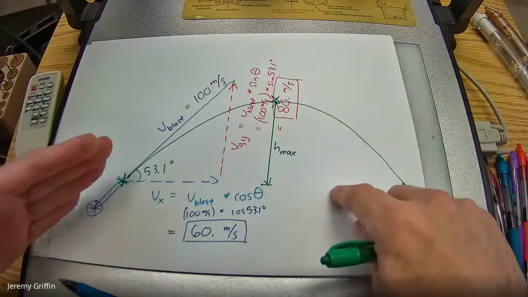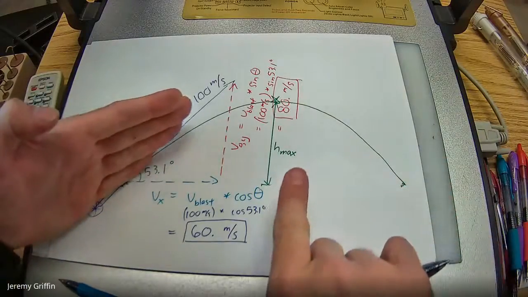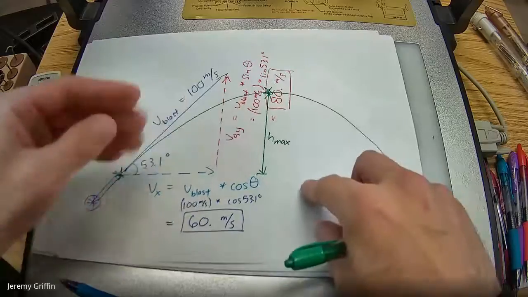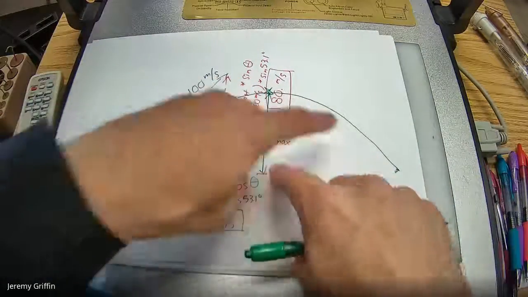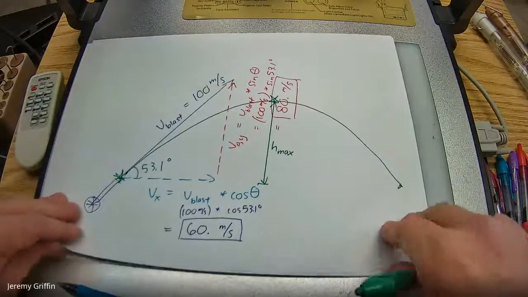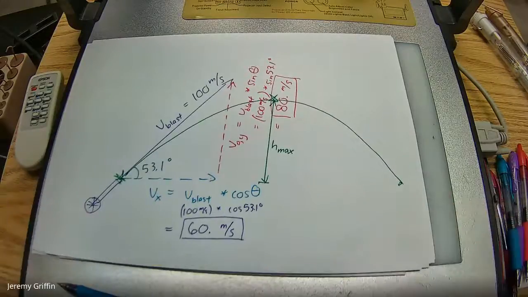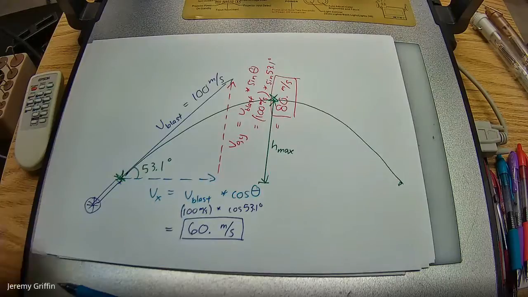So whether you're blasting 100 meters per second at this angle, or if you just throw a ball straight up at 80 meters per second, they'll go to the same height. Okay? And that's the way we're going to approach this, the way we're going to solve this. Now, since you guys are AP, trying something new today. I think this is going to work.